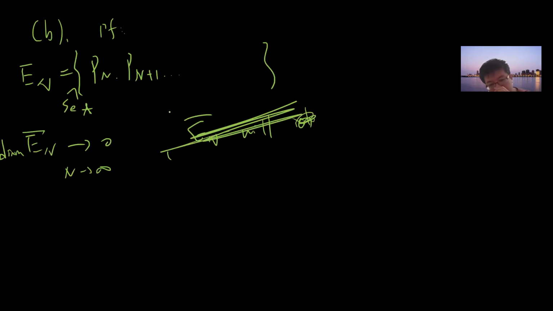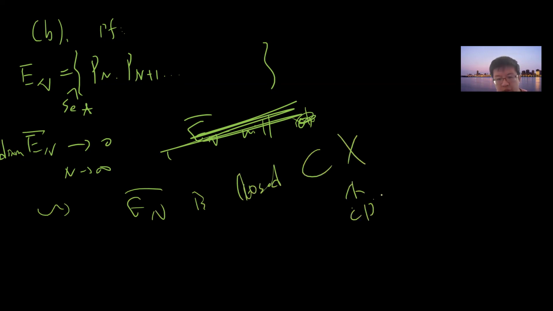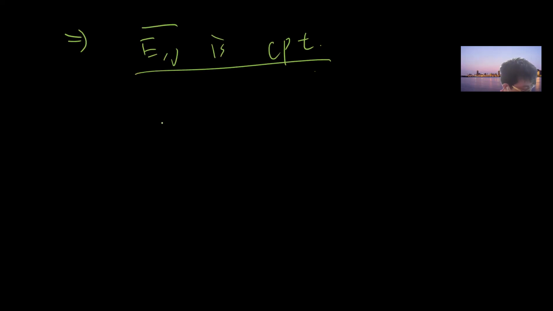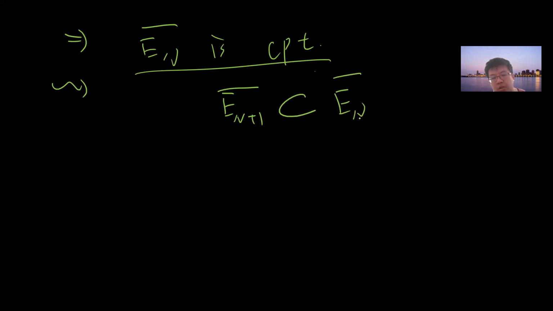Now we are working in a general metric space, so I cannot use that closed and bounded implies compact. But I can still say that En bar is closed, because it is a closure, and X is compact. There is a theorem that we already proved: a closed subset of a compact set is compact. So we can say that En bar is compact, and by definition, En plus 1 bar is contained in En bar.